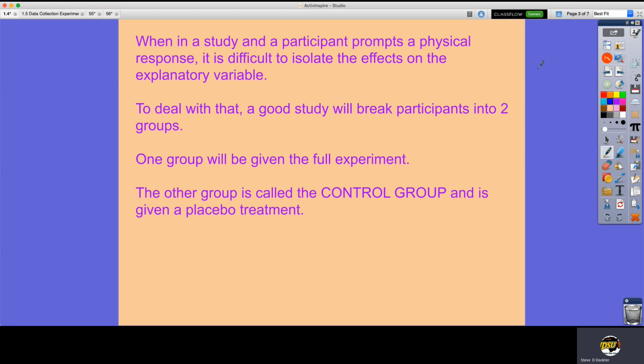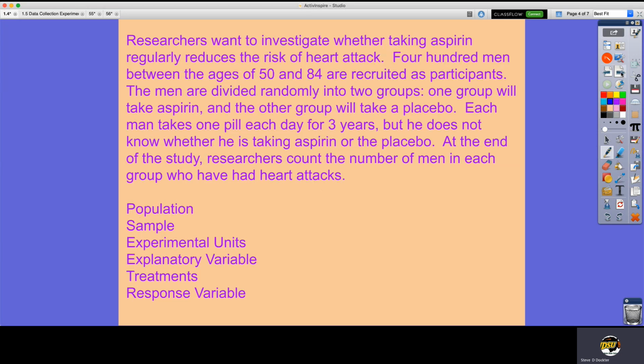You get split up into two groups. One is given whatever the experiment is, and one is given a fake experiment, and you compare the results. So here's an example of one. Go ahead and read through this. You don't have to write it down. I know there's a lot there.